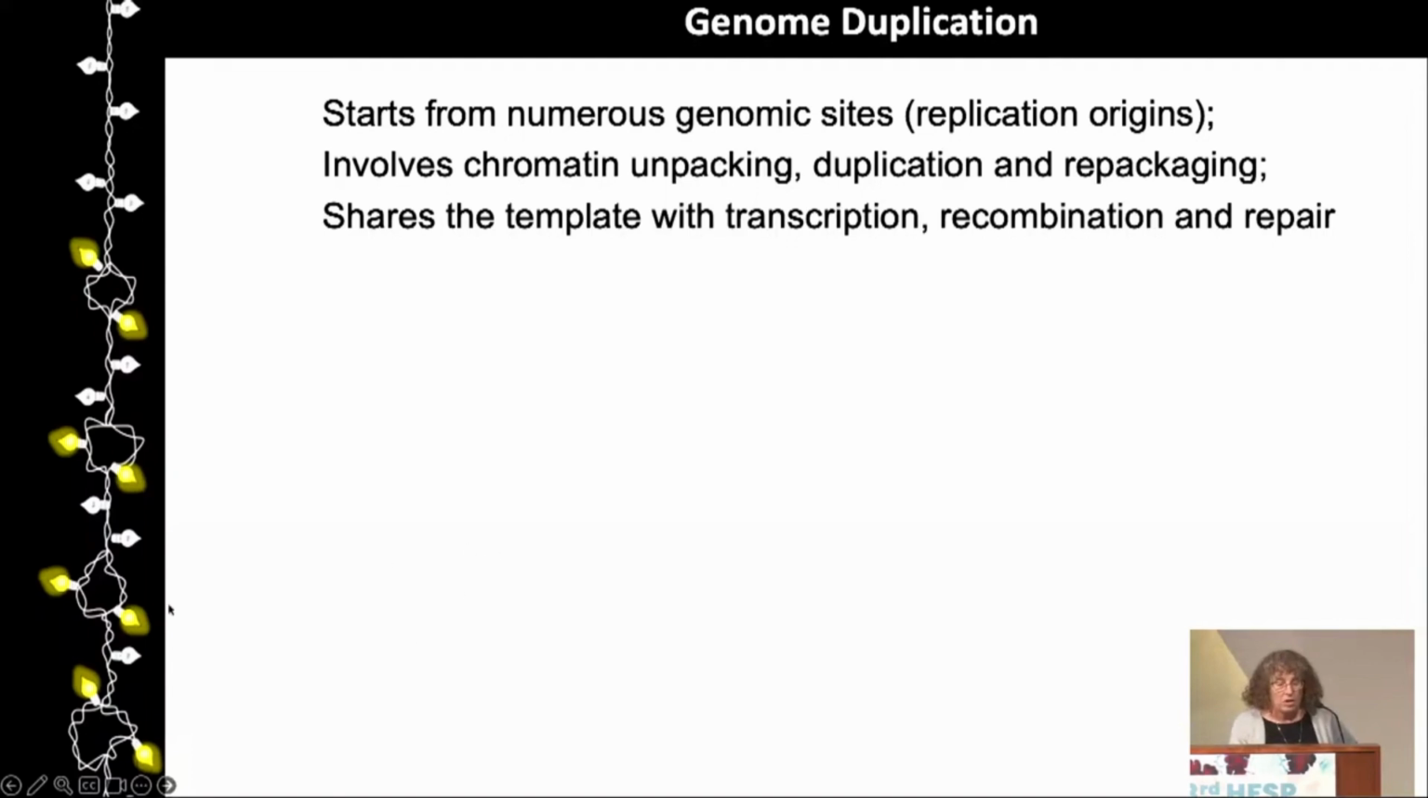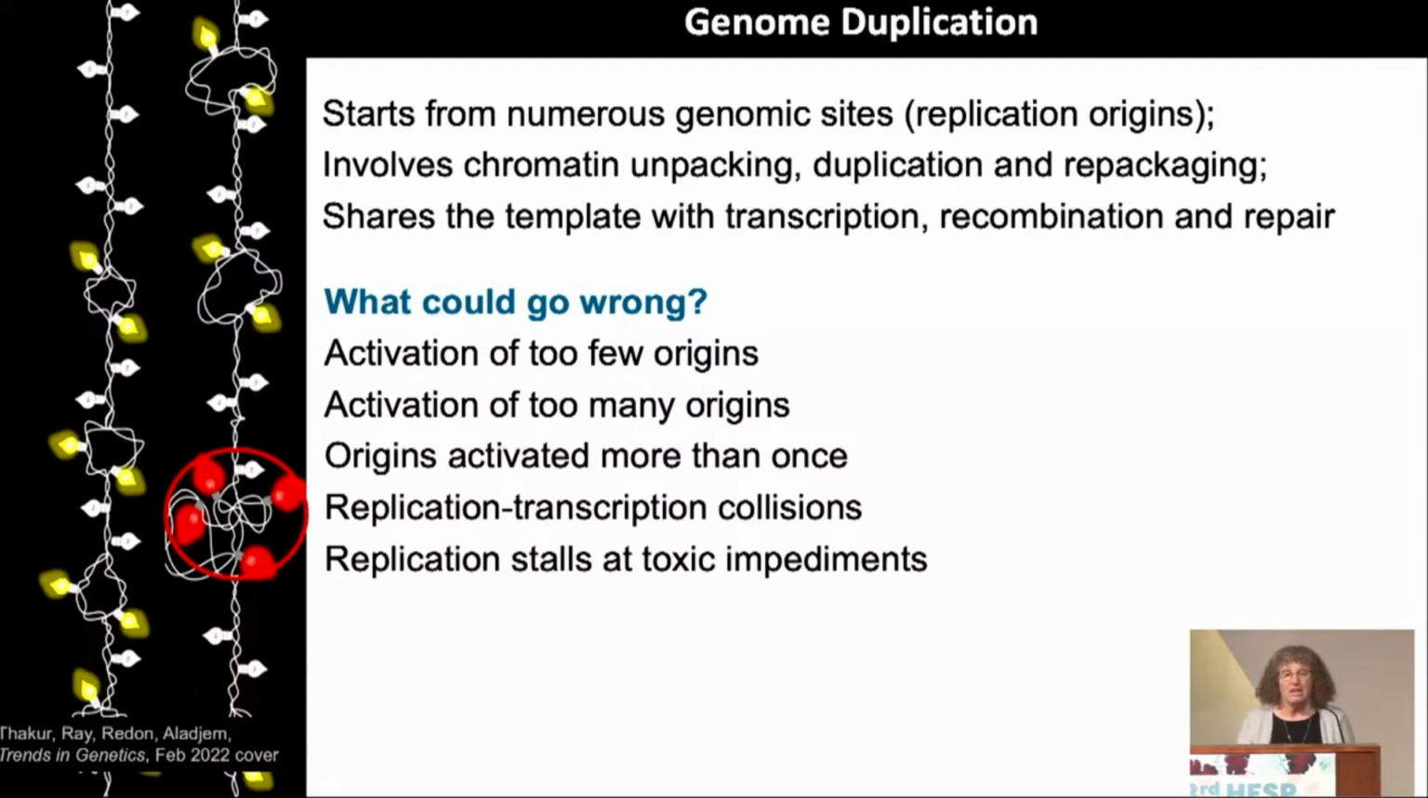Genome duplication involves chromatin unpacking, duplication, and repackaging. It is an enzymatic process that shares the template with other processes that occur concomitantly on chromatin, including transcription, recombination, and repair. Anybody who has ever tried to untangle holiday lights can attest that this is not always a very easy process, and oftentimes things can go wrong.